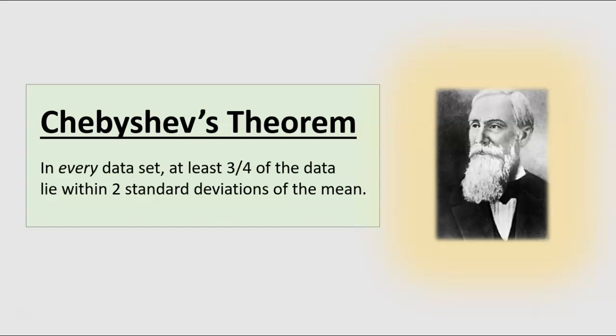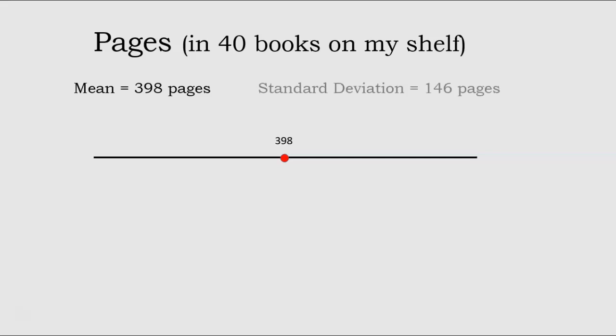Anyways, let's make this tangible by looking at some concrete examples. First, to get some data, I have just pulled 40 books from one of my bookshelves and counted their pages. After the usual calculations, I found that the mean number of pages was 398, so I'll put this on the number line. And the standard deviation was 146 pages. So the typical book in this particular batch was 398 pages, give or take 146. If we lay our standard deviation ruler down a few times in the usual way, we'll get a picture like this.